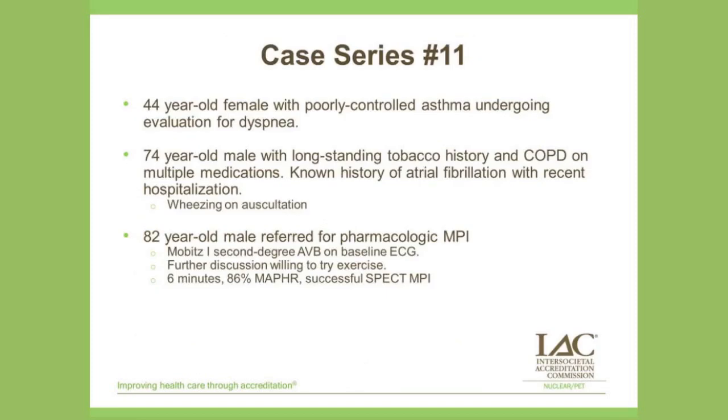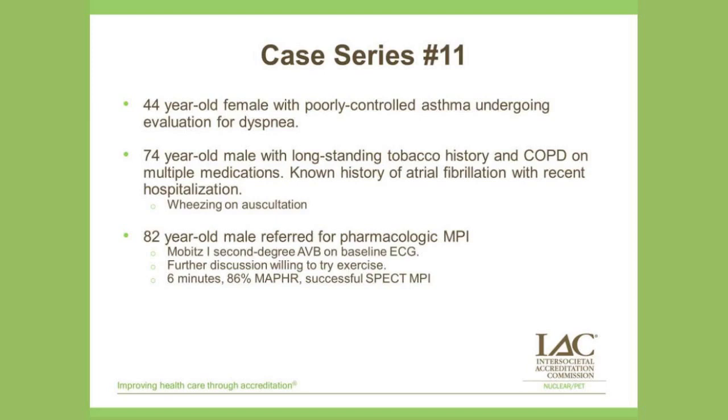So moving on to another case series. So are there any indications in which one shouldn't have pharmacologic testing? So here we have a 44-year-old female with poorly controlled asthma undergoing evaluation for dyspnea. Then there's a 74-year-old male with longstanding tobacco and COPD on multiple medications, known history of AFib. So the 44-year-old has asthma, and so there's concern about precipitating bronchoconstriction and bronchospasm with regadenoson. Likewise, this patient has COPD, which might not necessarily be an issue, but he does have wheezing on auscultation.